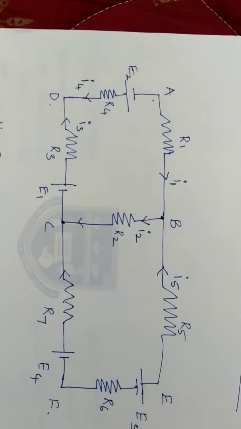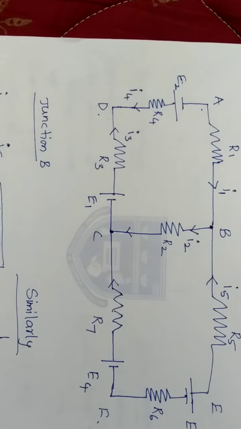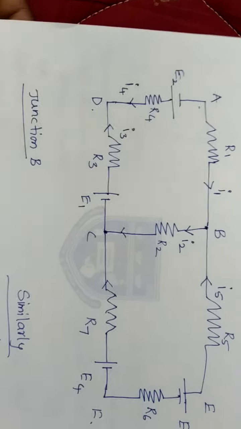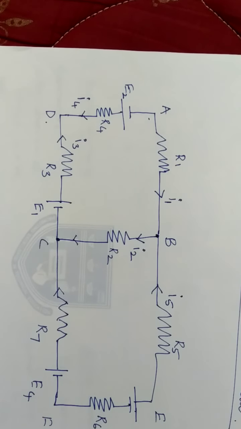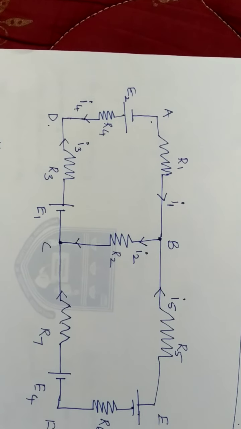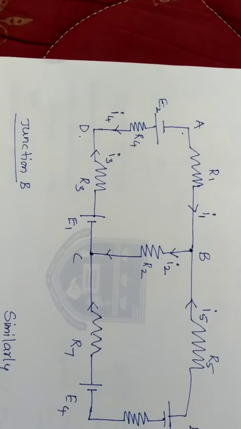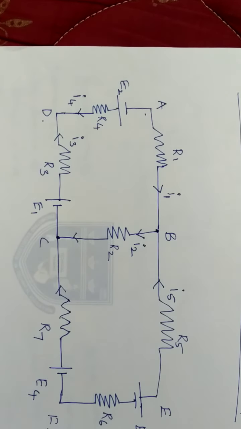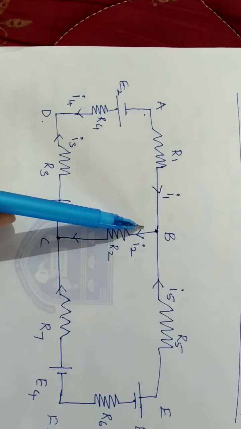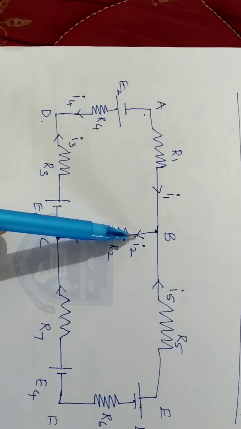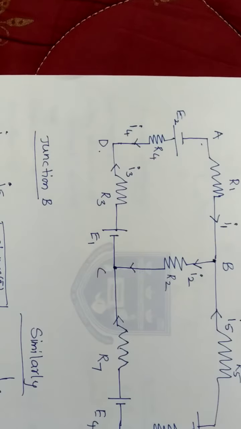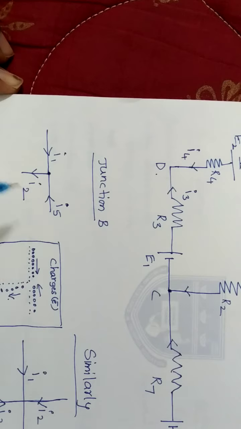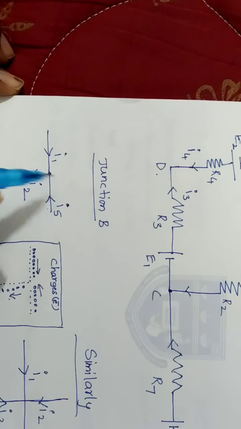Next, Kirchhoff's first law. Kirchhoff's first law is also known as the junction law because it deals with the junction current, or we can also call it the current law because it deals with the currents. To understand Kirchhoff's first law, consider junction B here. I am drawing the same junction below the figure, where the current I1 is coming towards junction B, and there are I5 and I2, the same as in the circuit.